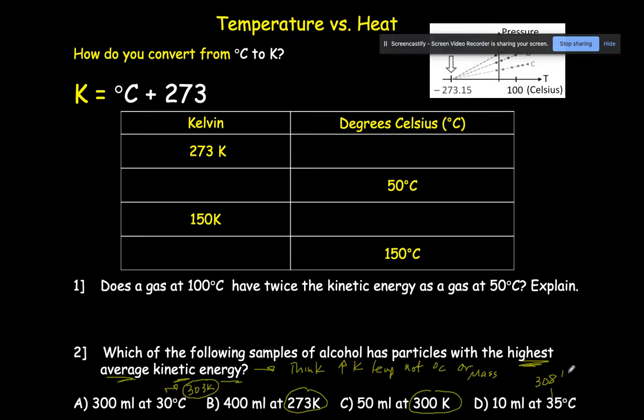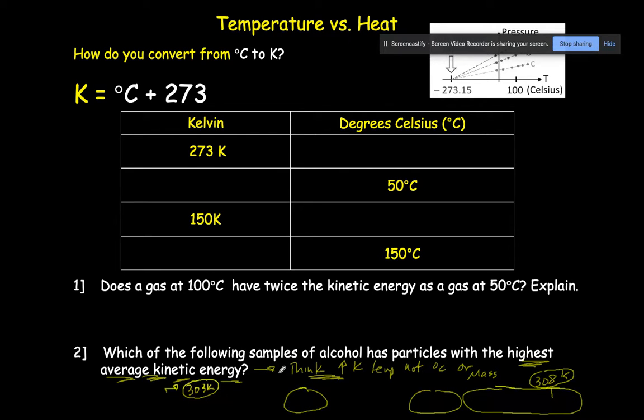Okay, so let's examine all the Kelvin temperatures now. We have 303, 273, 308. That makes letter D the right answer. Okay, because that's what we want to see when we have the highest average kinetic energy. So thinking the temperature in Kelvin, that's the important thing to know when we look at this.